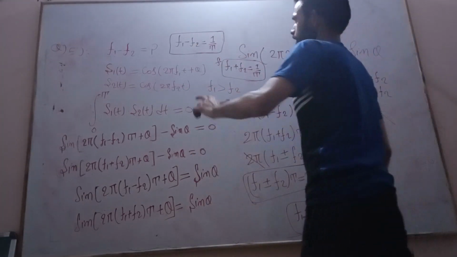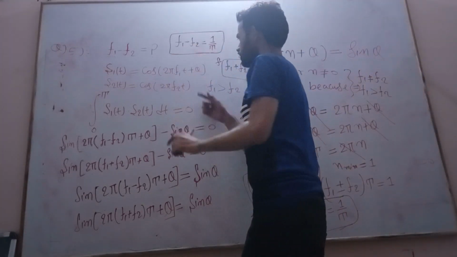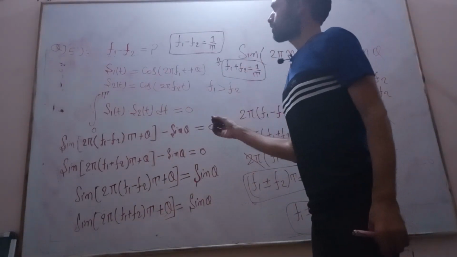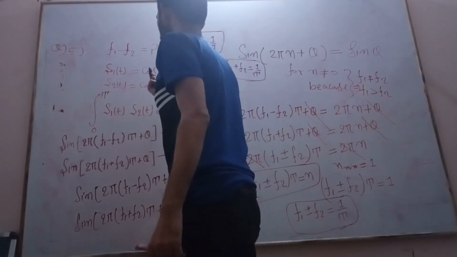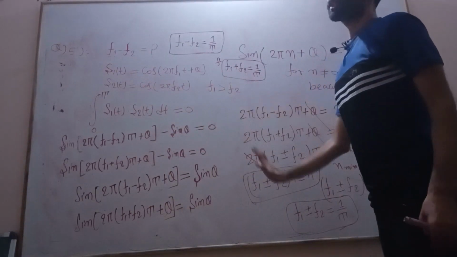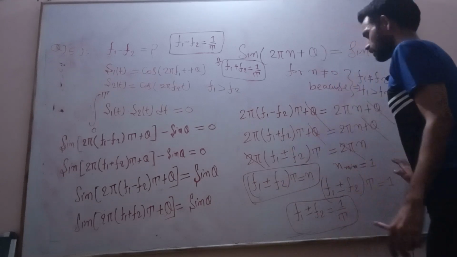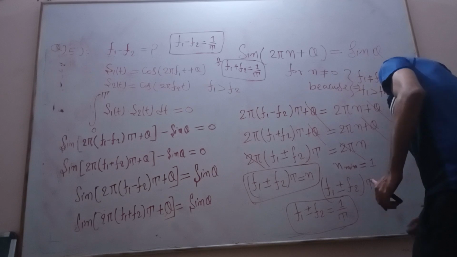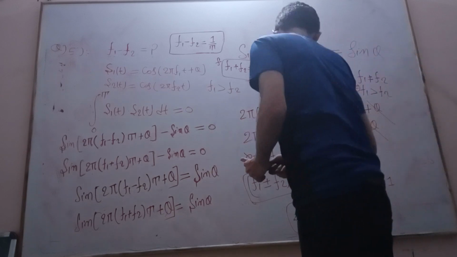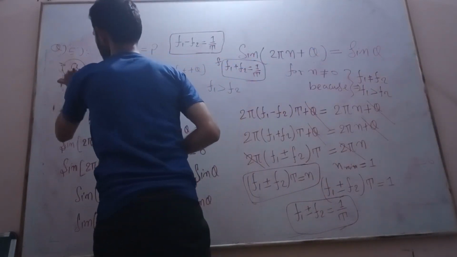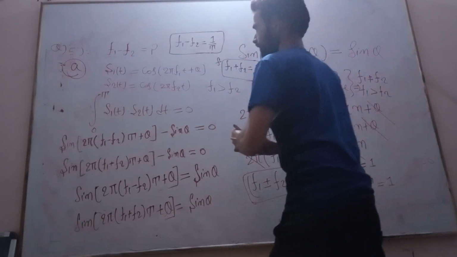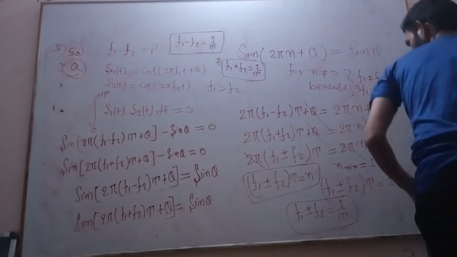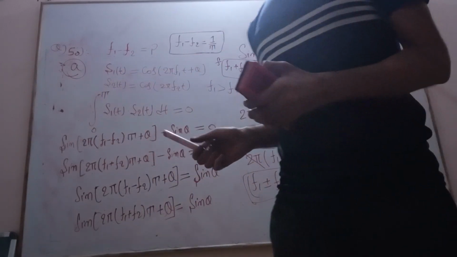When F1 minus F2 is equal to 1 by t, then only these two signals are orthogonal, and hence we achieve the orthogonality condition for two non-coherent FSK signals. So this is the condition: F1 minus F2 is equal to 1 by t. Therefore option A is correct for question number 50. So that's all for this question. Let us move to the next question.